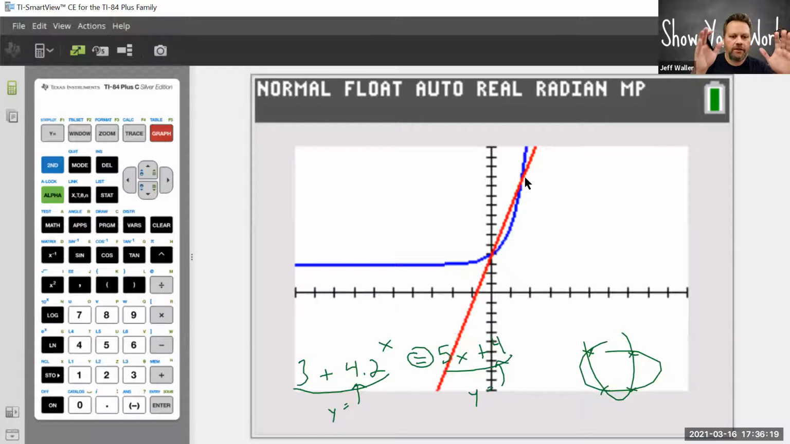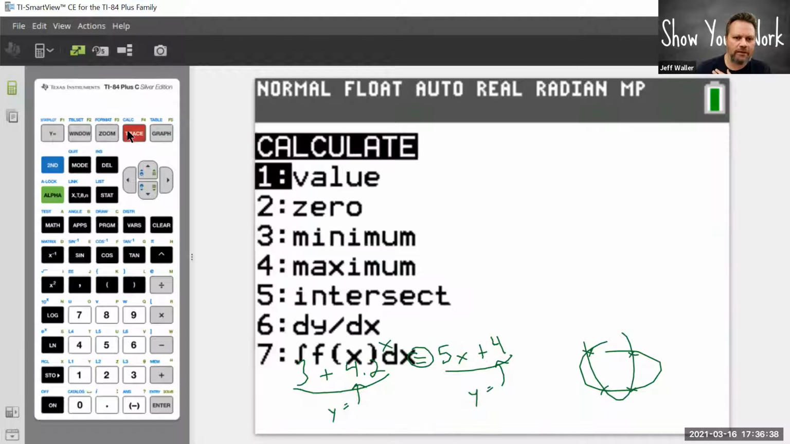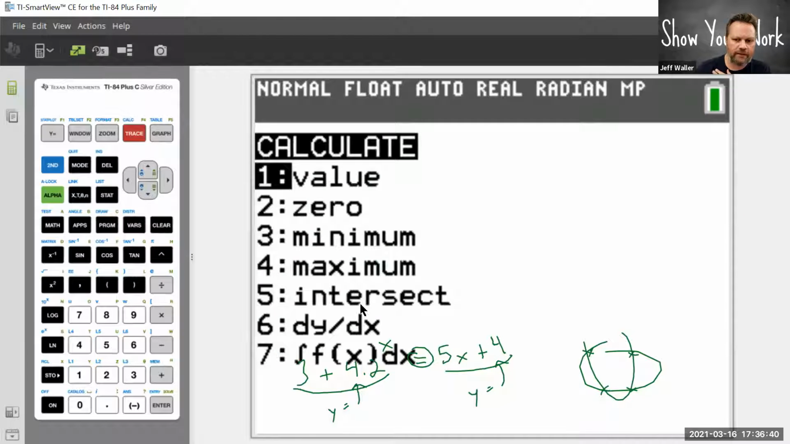So guess what I'm going to use? Calc. I want to graphically calculate something. Every button up here has to do with graphing. Kind of the giveaway is the big graph button, but every button up here is about graph stuff. So I want to calculate something graphically. I obviously want to calculate the intersection graphically.